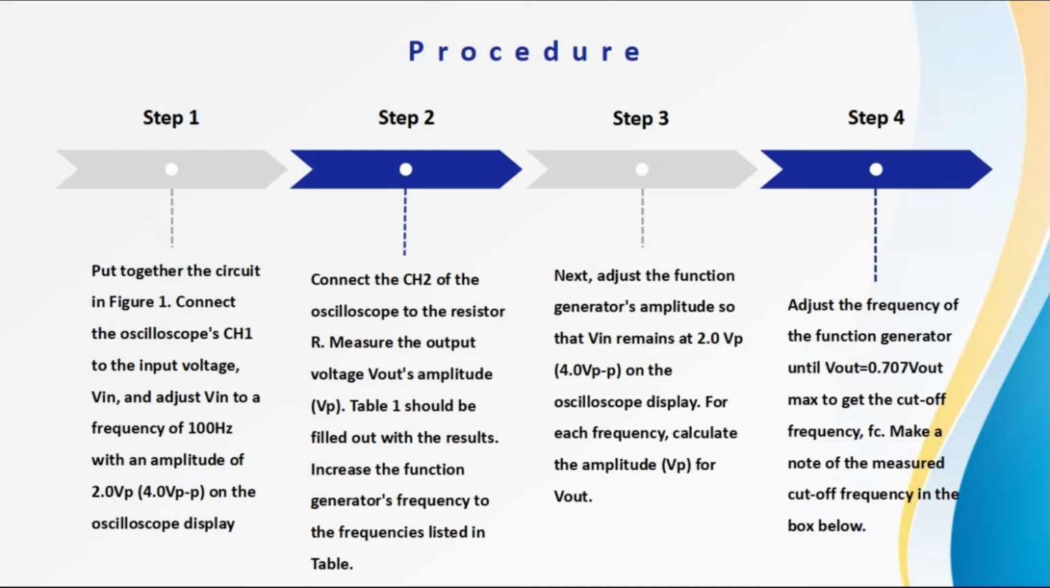The last step is to adjust the frequency of the function generator until the Vout equals 0.707 of the Vout max, to get the cut-off frequency Fc. Make a note of the measured cut-off frequency in the box below.